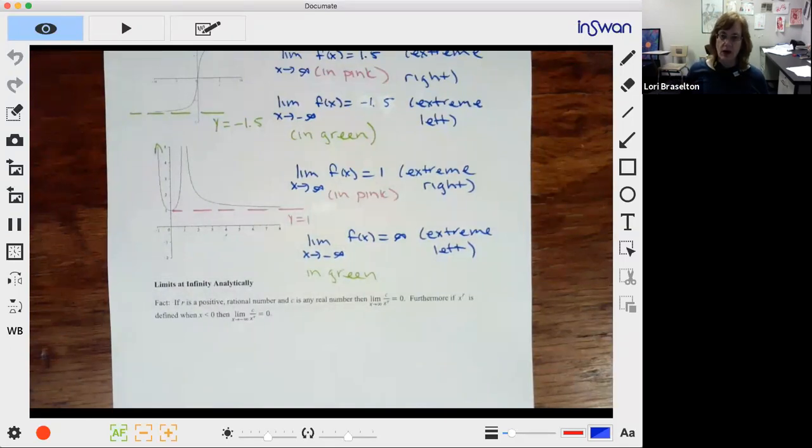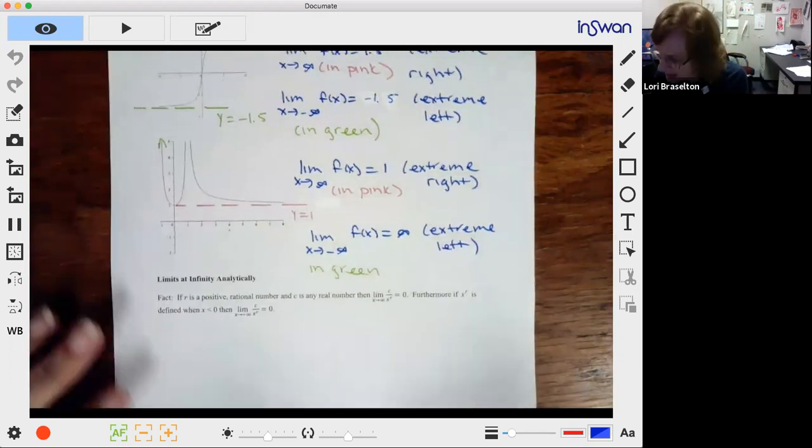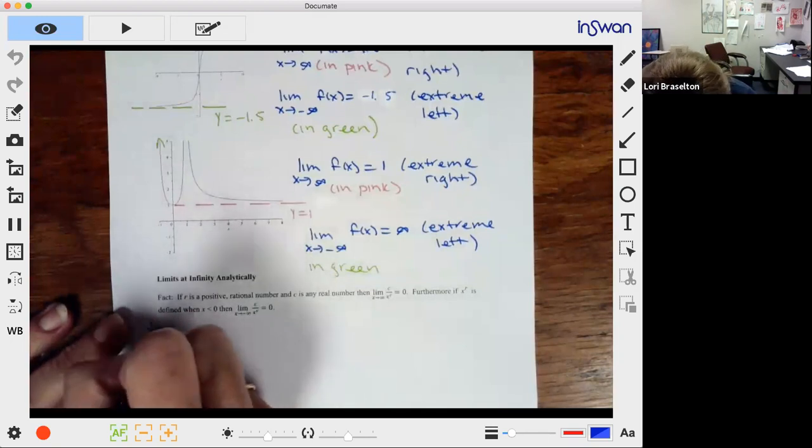And it says if R is a positive rational number and C is any real number, then the limit as x goes to infinity of C over x to the R equals 0. Furthermore, if x to the R is defined when x is less than 0, then the limit as x goes to negative infinity of C over x to the R equals 0. Okay, so there it is in mathematical pureness. What this is saying is this.